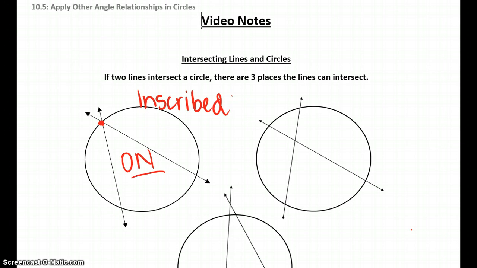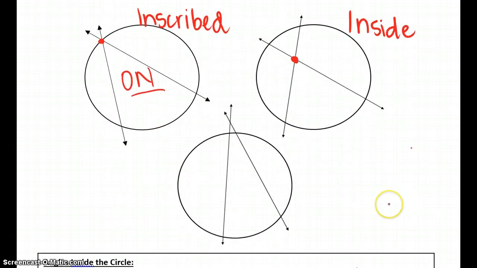The second point of intersection would be inside the circle. When two lines intersect, they are inside the circle. And the third and final way is when two lines intersect outside the circle. And today we're going to learn how to find the angle measures and arc measures of inside and outside intersection.